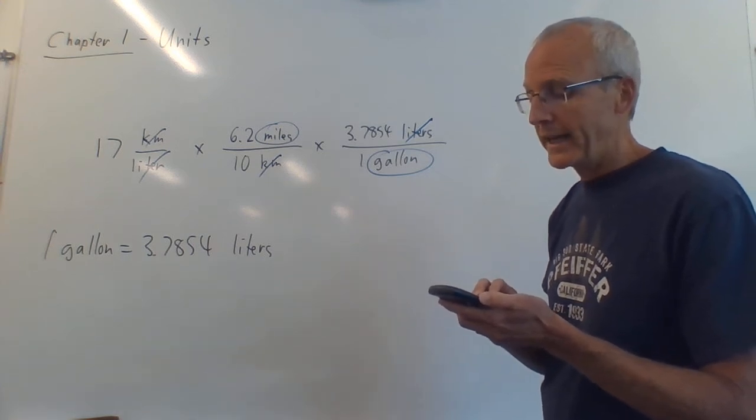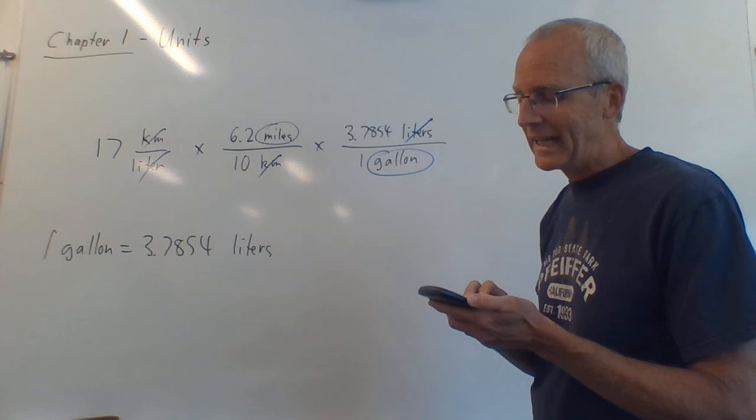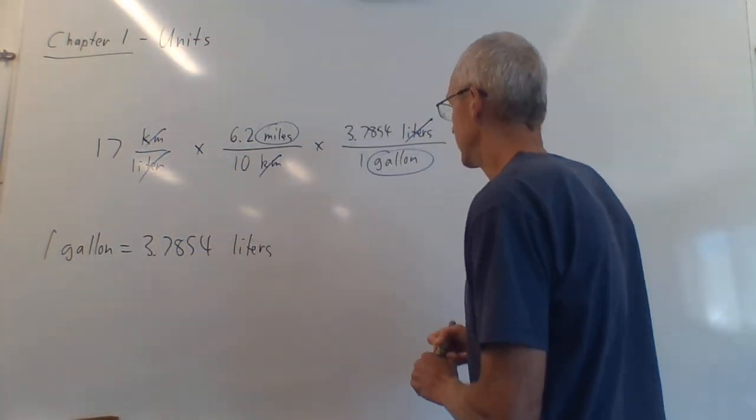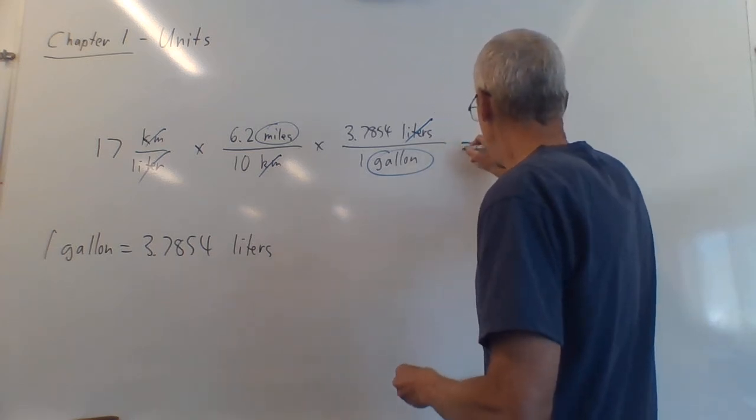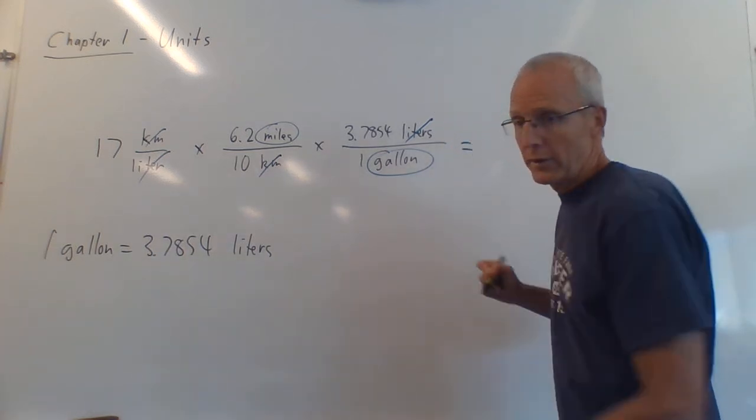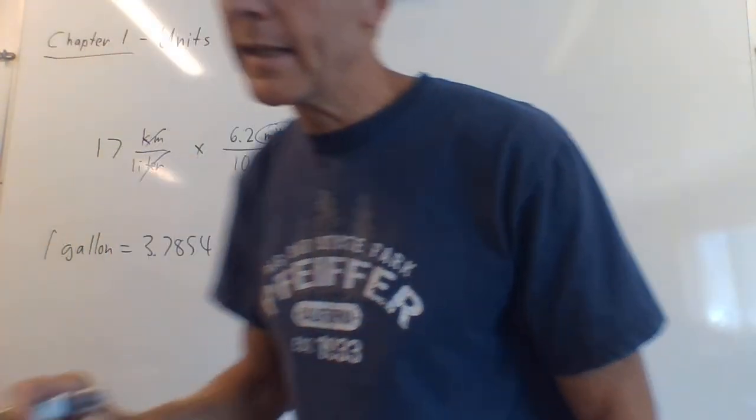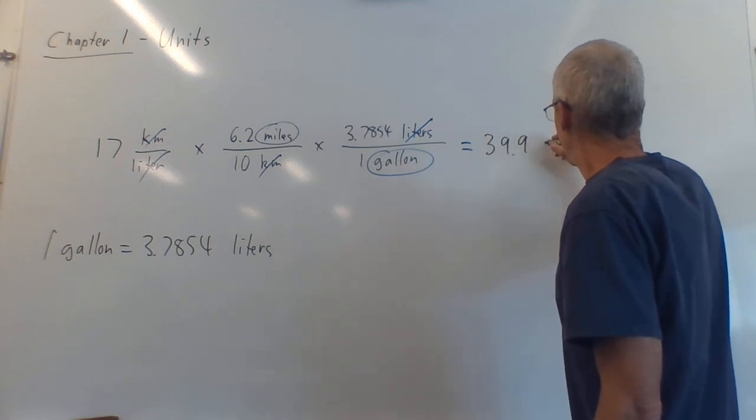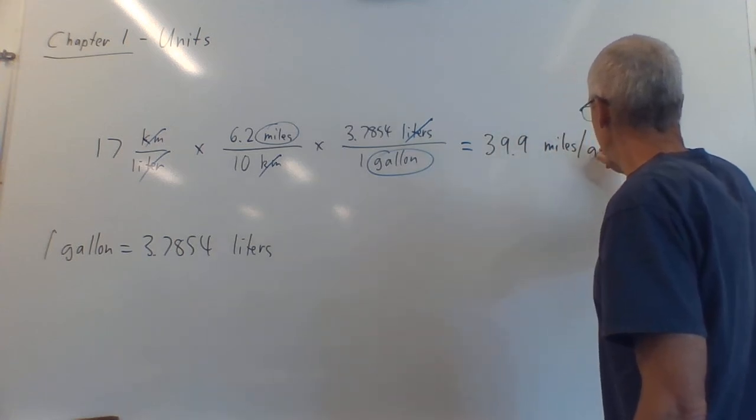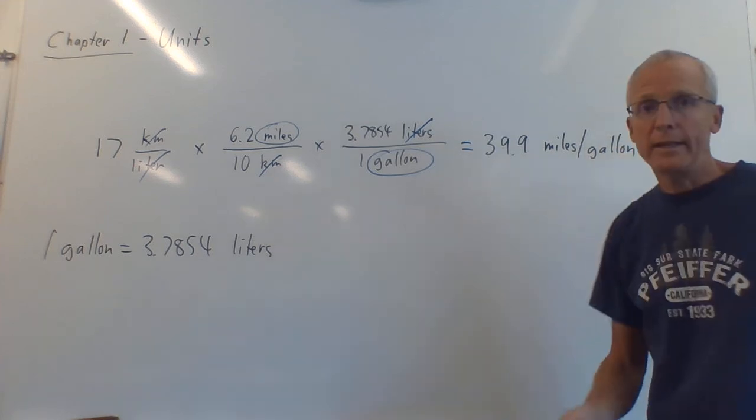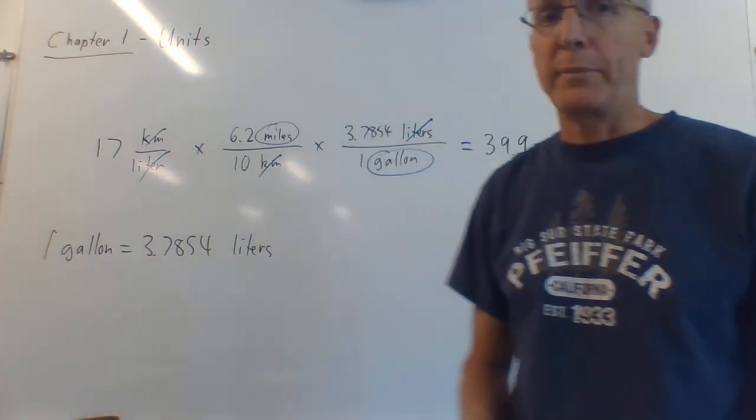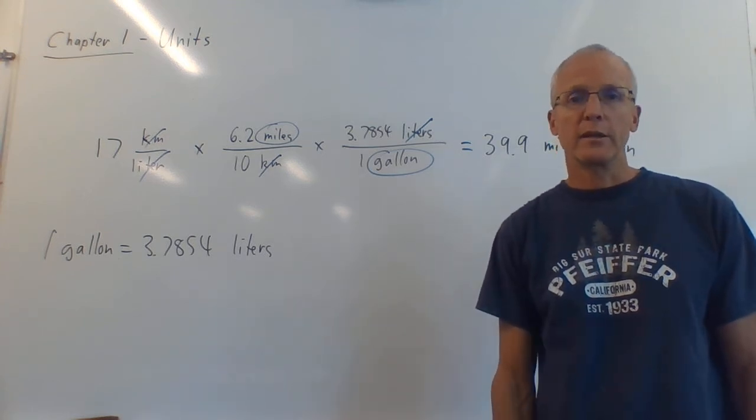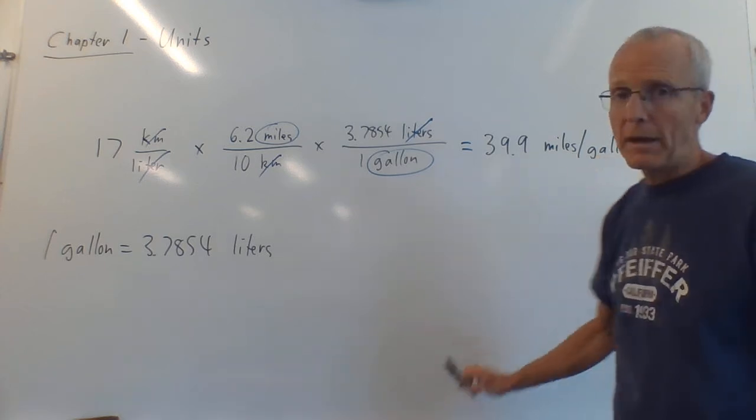And I get 39.89, let's say 39.9. So about 39.9 miles to the gallon, which is pretty good. Right? There are cars that get better, but that's certainly better than most cars. So if you go to Canada and they say the car gets 17 kilometers per liter, you can say, oh, about 40 miles a gallon.